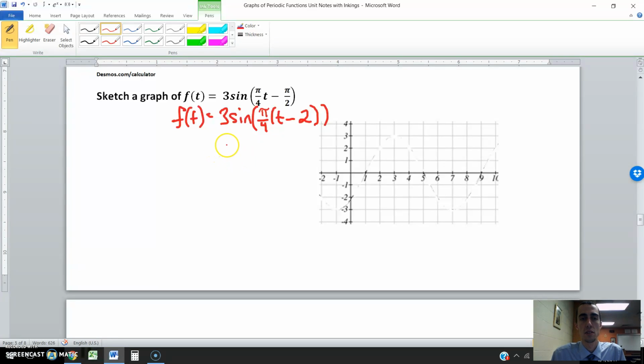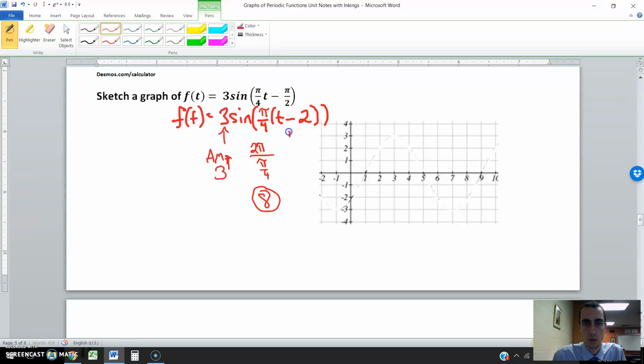Alright, to get us started here, I already factored out that pi over 4 to get this set up nicely. So this number 3 tells us the amplitude is 3. This pi over 4 lets us use the 2 pi over b, keep, change, flip, and we end up with 8 as our period.